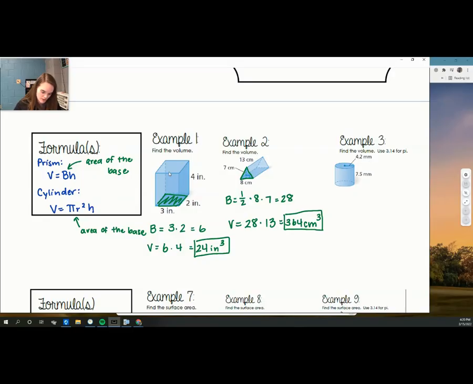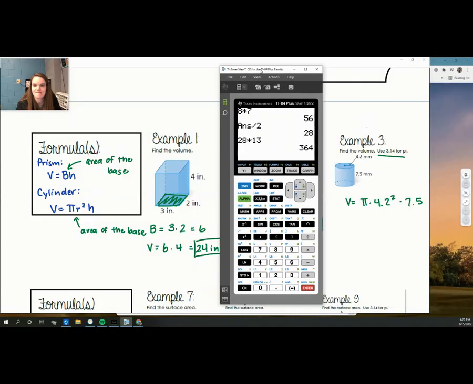Okay, so example 3. The volume is equal to pi times the radius, 4.2, squared, times the height, which is 7.5. Now notice it says use 3.14 for pi, so we will be doing that. Okay, so 3.14 times 4.2 squared times 7.5. And we're going to round to the nearest hundredth today. So we've got 415.42 millimeters cubed.